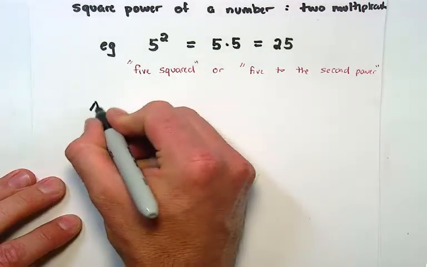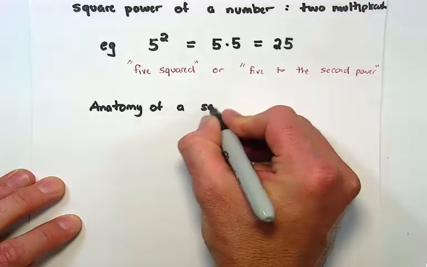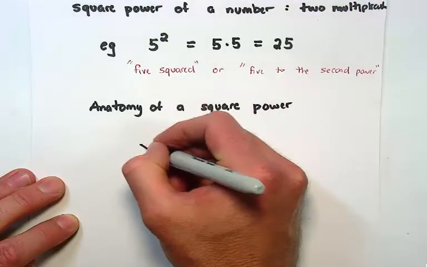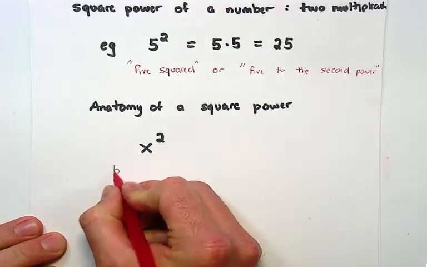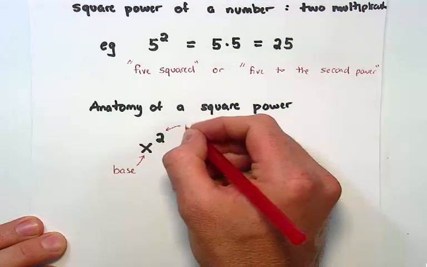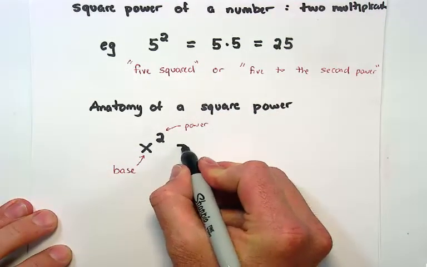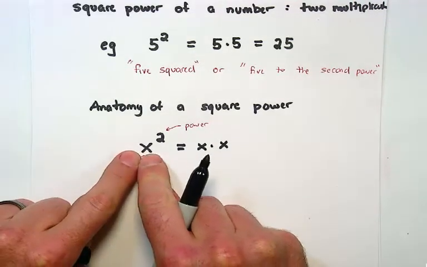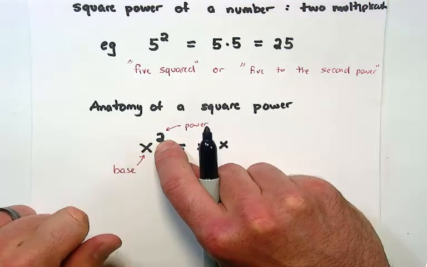I want to talk now about what we're going to call the anatomy of a square power. So if I look at what we're going to say, maybe we'll call it x squared. The thing on the bottom there, we're going to call it the base. The thing on the top there, we're going to call it the power. And when we say x squared, what we really mean is x times x. I'm going to multiply the base by itself the number of times indicated in the power.